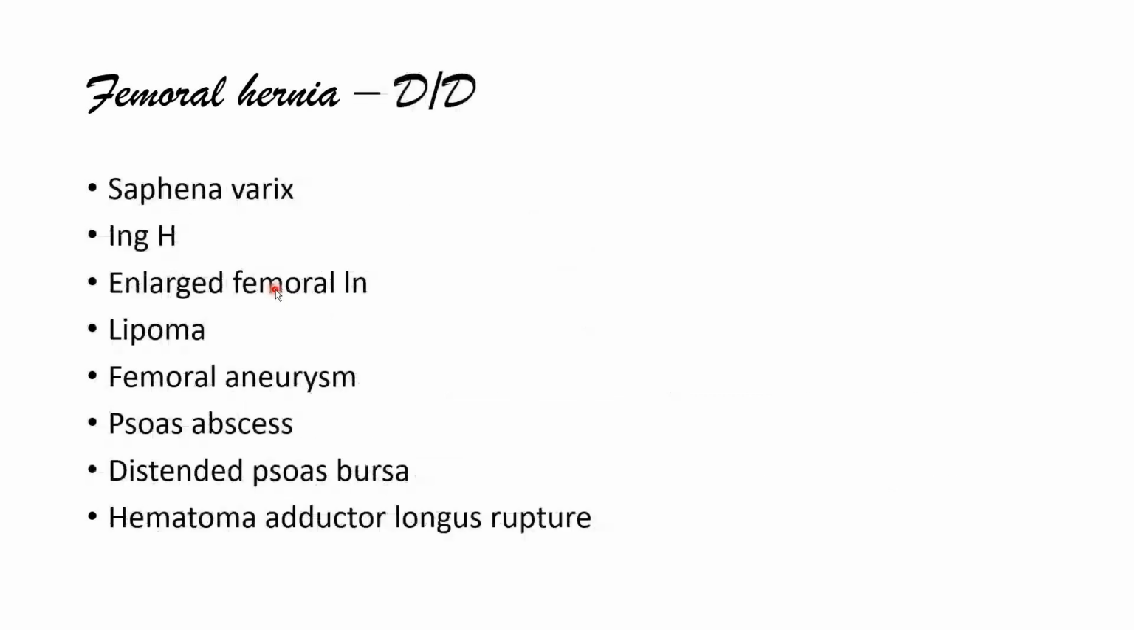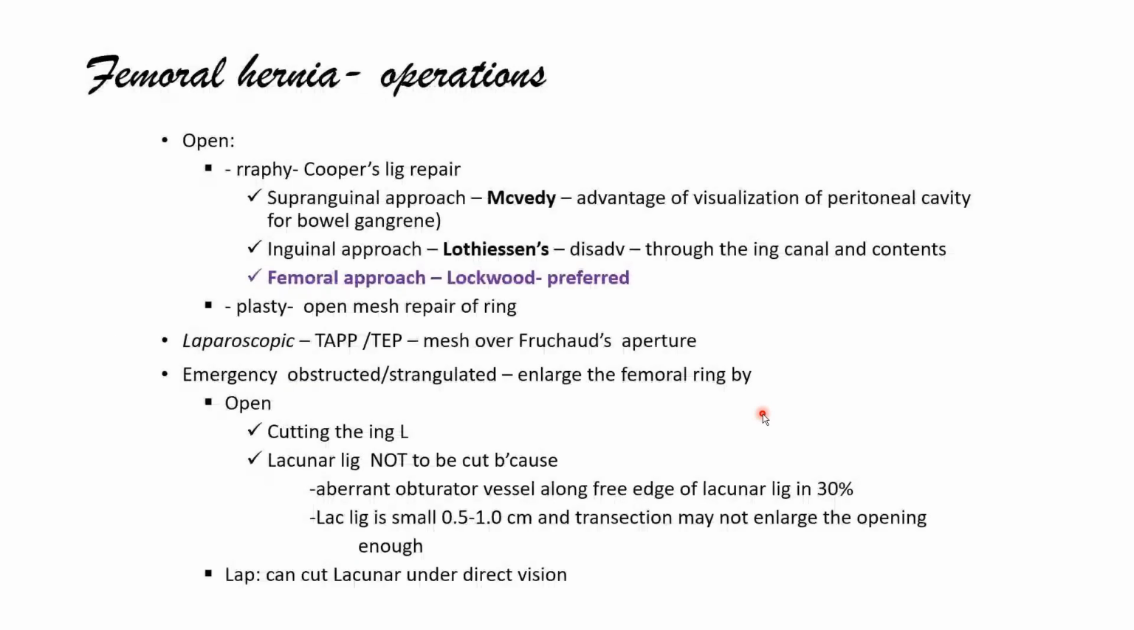Now, coming to the differential diagnosis, very, very important. Why? Because femoral hernia starts with a very small, just a button-like protrusion, and then, of course, as it grows, it grows upwards. So it has to be differentiated from a direct inguinal hernia, a diagonal hernia, saphena varix, enlarged femoral lymph node, lipoma, aneurysm, psoas abscess, distended psoas bursa, and of course, hematoma of the adductor longus rupture. So these are the differential diagnoses.